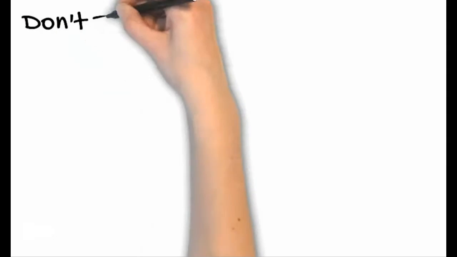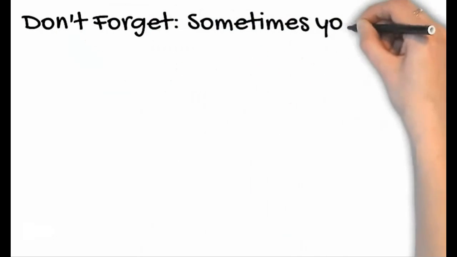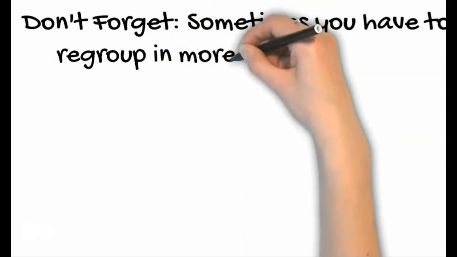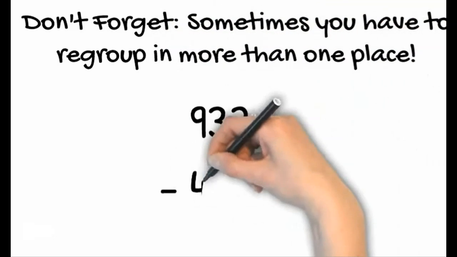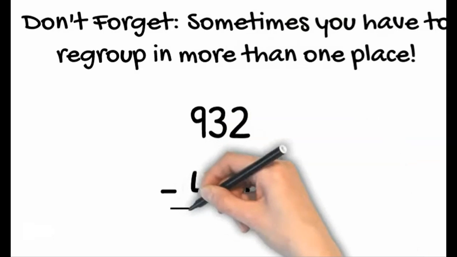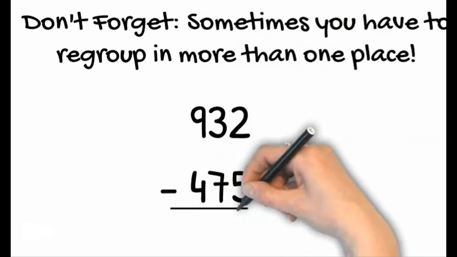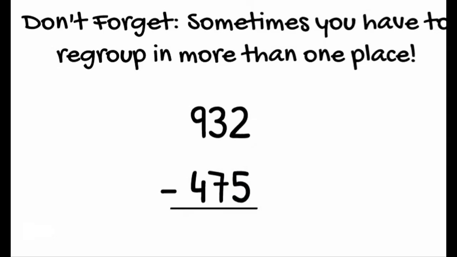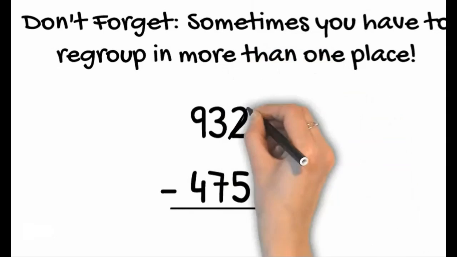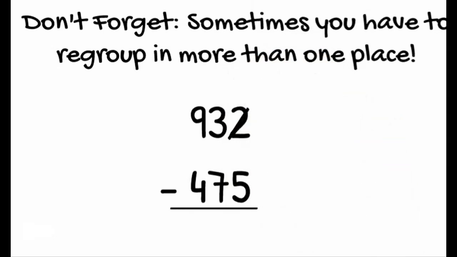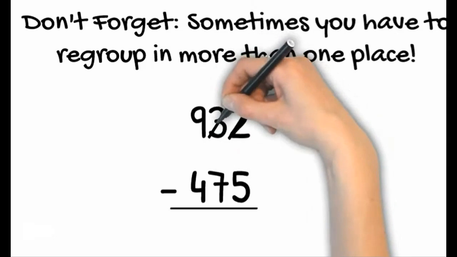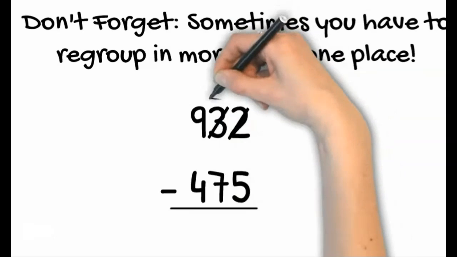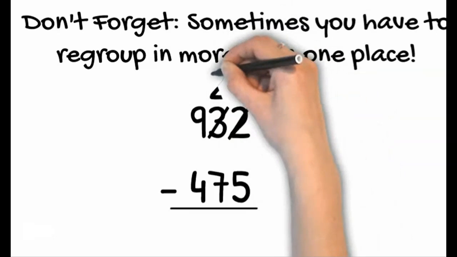But before you go, I want to remind you, don't forget, sometimes you might need to regroup in more than one place. Like in this problem, 932 take away 475. Now let's start in the ones place. 2 take away 5, that's more on the floor, so we go next door. Hey, Mr. Tens, can I have one? Sure, I have 3 10 sticks. I can share one with you. So the 3 turns into a 2.